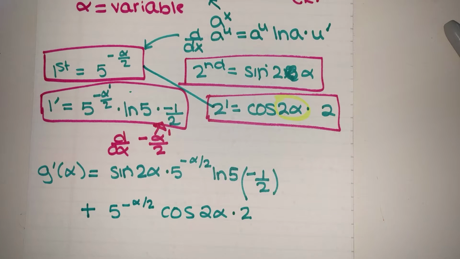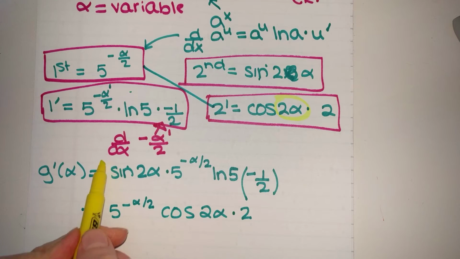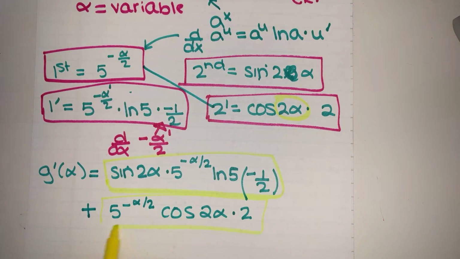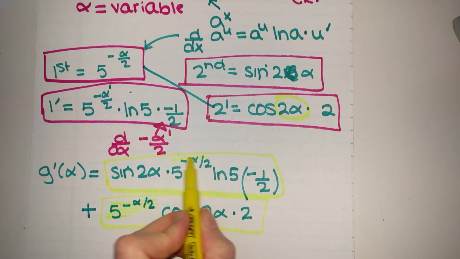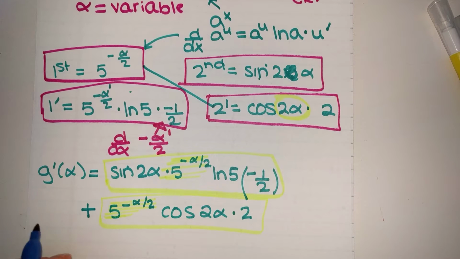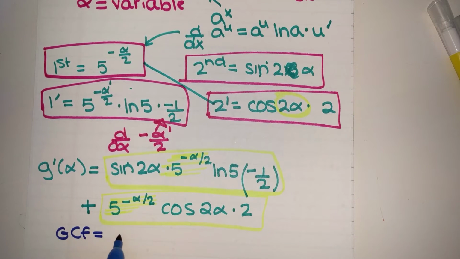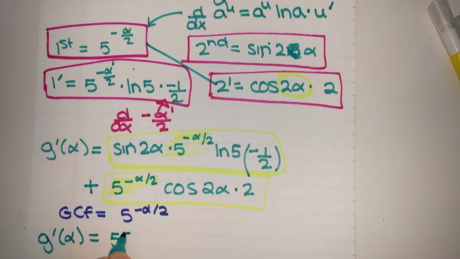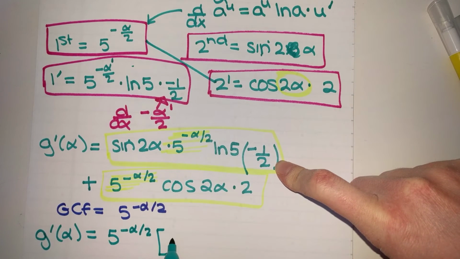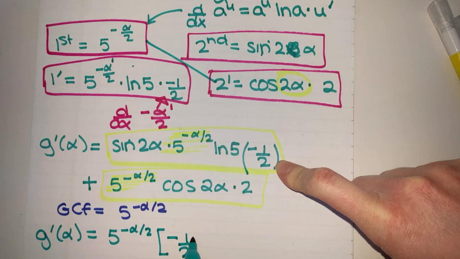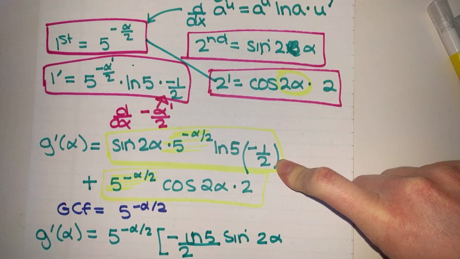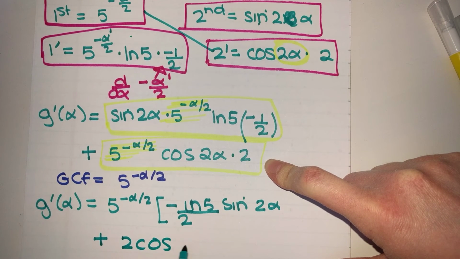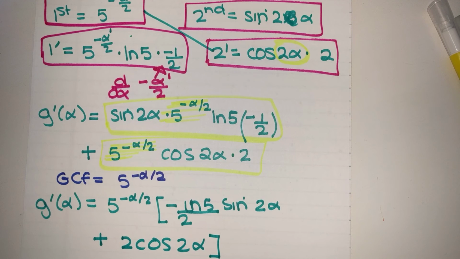Now, if you want to be very precise about this, there really isn't too much simplification that you can do, but if you look at both terms that come from the product rule, you will notice that they have this common 5 to the negative alpha over 2, so we could bring that out as a GCF. So our GCF here could be the 5 to the negative alpha over 2, and if we bring that out, we will have that g prime of alpha is equal to 5 to the negative alpha over 2. And then this first term, I might want to bring the negative 1/2 in front and then write natural log of 5 and then sine of 2 alpha. And then that would be plus, and from the second term, we would have 2 cosine of 2 alpha. And that would be our product rule with the GCF expanded out. But again, you don't have to do that if you do not want to.